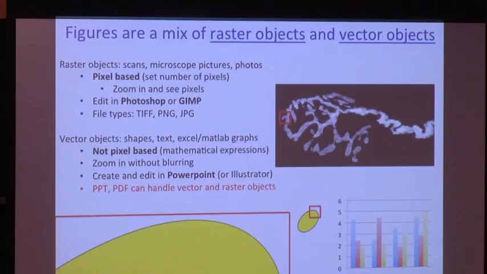Photoshop only handles raster objects. Any vector object you put in Photoshop will be rasterized, which means it will be turned into pixels at whatever resolution you put it in there. So working in PowerPoint, that never happens. You can actually keep vector images vectors, so the text never looks pixelated.